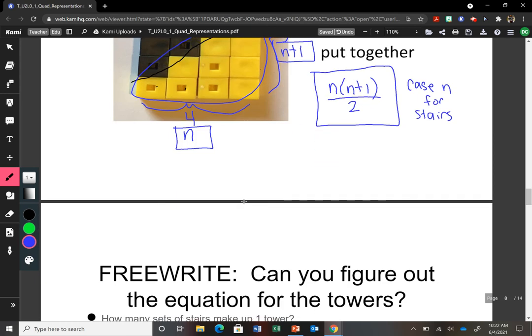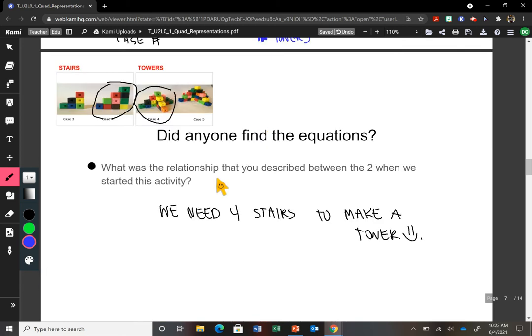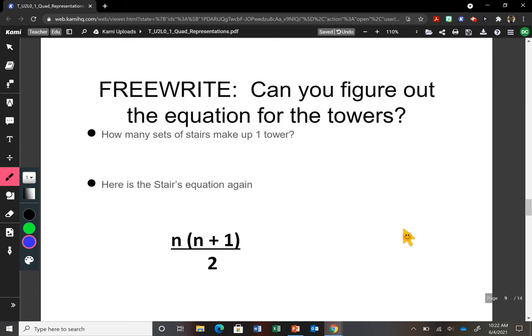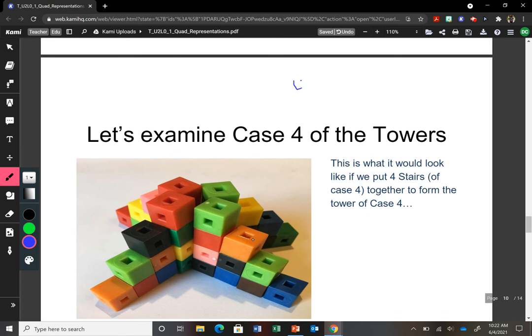Okay, so now let's move on here. This is our equation for the stairs, but how many sets of stairs make up one tower? Well, I know I have 4 stairs that make up one tower. So if I need 4 of them, I would have to multiply that out. That means if we need 4 stairs, then I can come up with the towers by multiplying by 4. So this is what we're looking at. This is the equation down here for 4 times n.